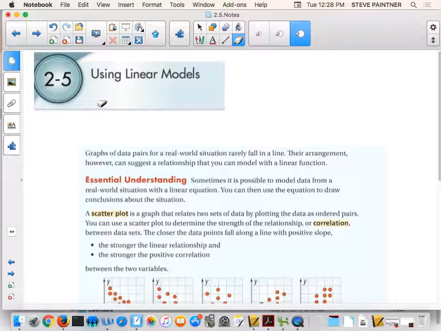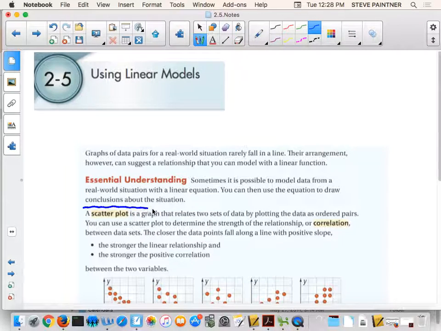Now, a scatter plot is a graph. Okay, so here's kind of where they kick it into gear. A scatter plot is just a graph that relates two sets of data by plotting the data as ordered pairs. You can use a scatter plot to determine the strength of the relationship, or what they call a correlation. Now, what's the correlation? It's the strength of the relationship. How strong are the two variables related to each other? Extremely strong, kind of weak, or maybe none. Maybe it's not related at all.